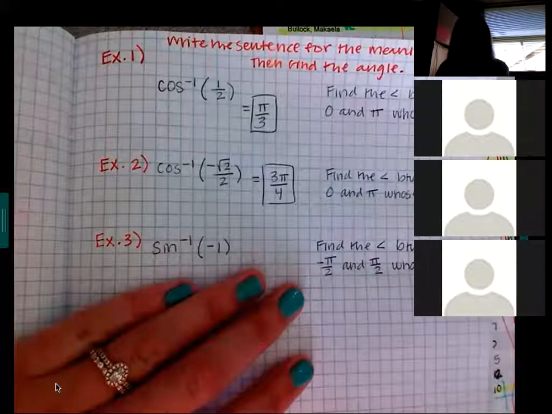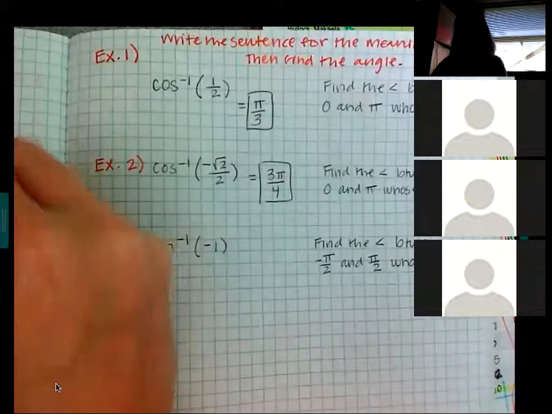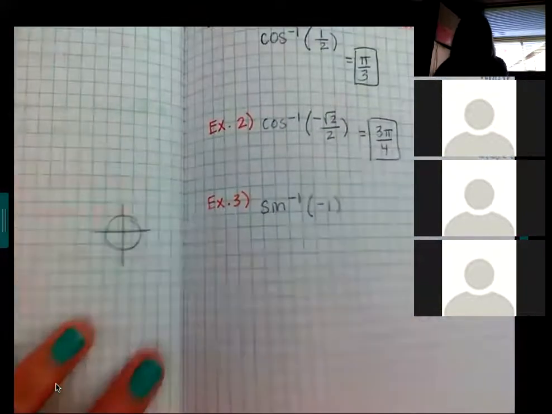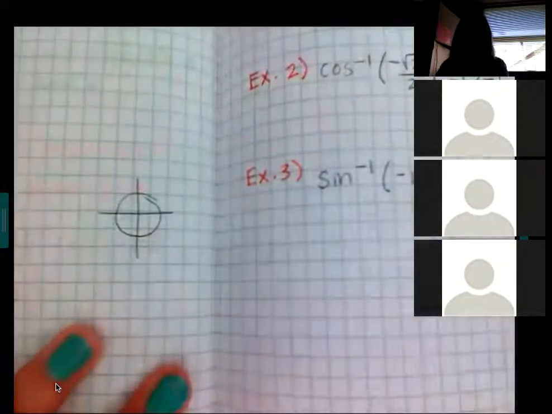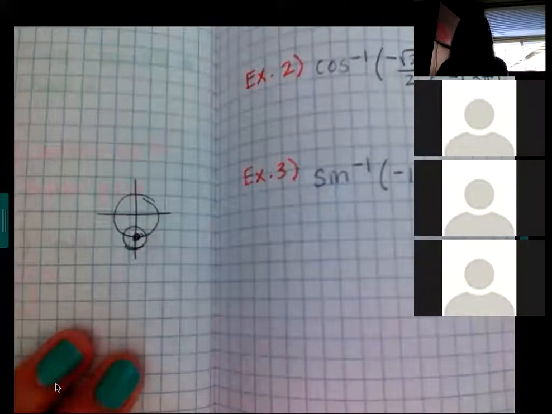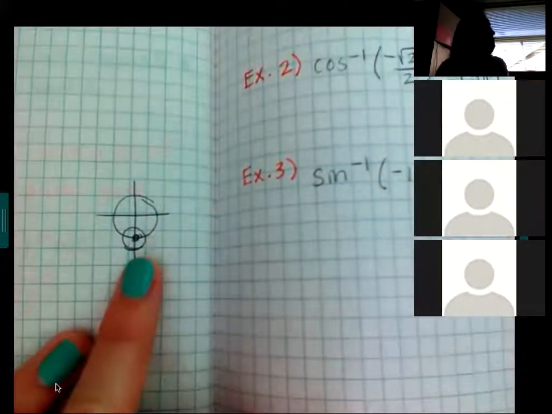Where is the y value -1 on the unit circle? You don't need your hand for this. It's not in a quadrant. Where's the y value -1? On the y-axis. Thank you. On the negative y-axis. What's this angle? 3 pi/2.